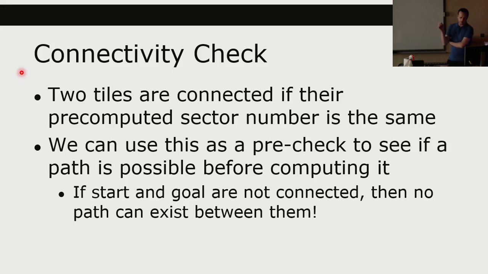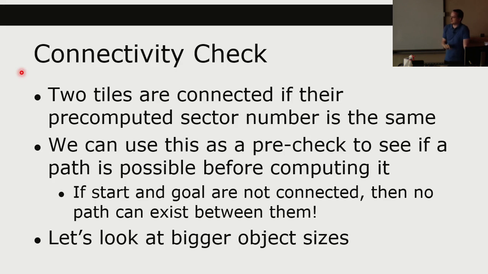We can use that fact as a pre-check to see if a path is possible before we try to compute it. So if the start and the goal are not connected, then why should we try and find a path, right? So in assignment 1, this is the answer to all of those questions. Why didn't the solution turn all red when no path was possible? It's because I had pre-computed the sector numbers. And if no path was possible, I instantaneously knew it, and I didn't have to do the entire search and then run out of things on the open list for that search.